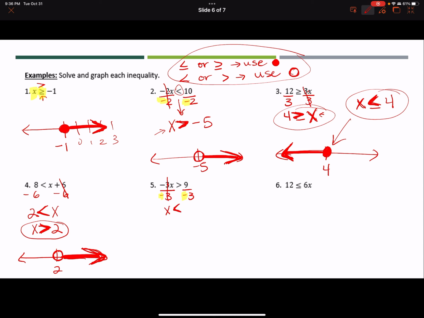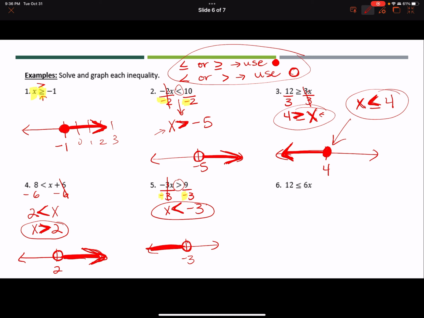And the x is on the left-hand side, so I'm good to go with graphing. I have a negative 3. It gets an open circle because there's no line underneath, right? It's like just a plain old less than. And the x is on the left, so I shade the way the inequality is pointing. So I'm shading over here.